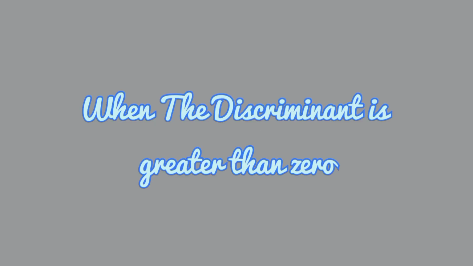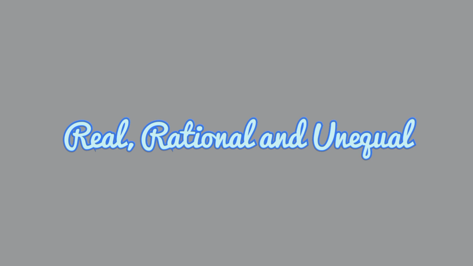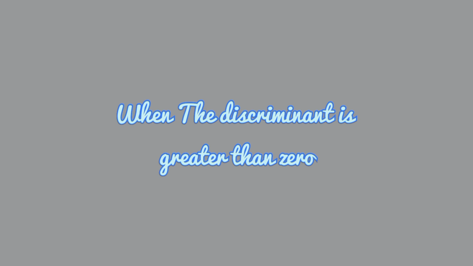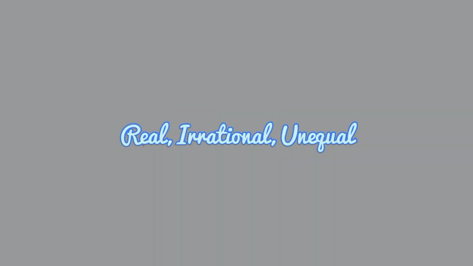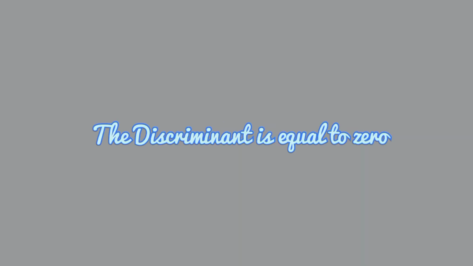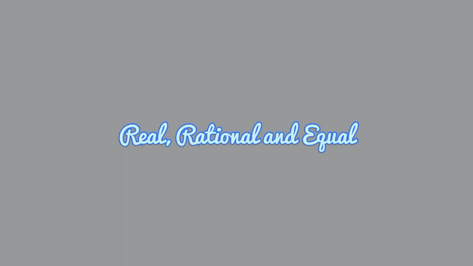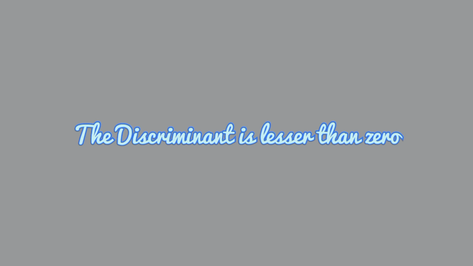First is when the discriminant is greater than 0 and is a perfect square, the roots are real, rational, and unequal. The second nature of roots is when the discriminant is greater than 0 but not a perfect square, then the roots are real, irrational, and unequal. And what if the discriminant is equal to 0? Then the roots are real, rational, and equal. And if the discriminant is less than 0, meaning negative, it does not have any real roots.